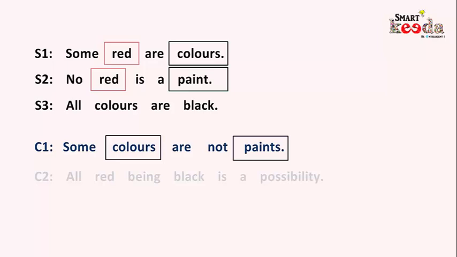We can further observe that S1 is an I-type statement and S2 is an E-type statement, and therefore the middle term red is not distributed in S1 while it is being distributed in S2, and therefore we can apply the deduction method here, but we can also see that the statements are not properly aligned.